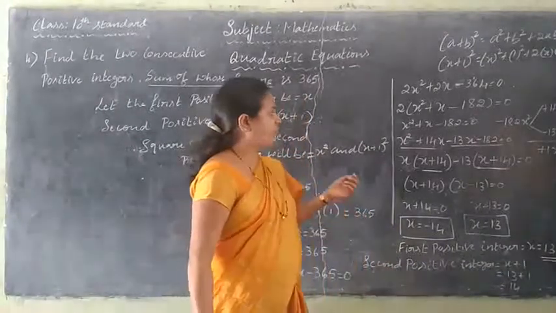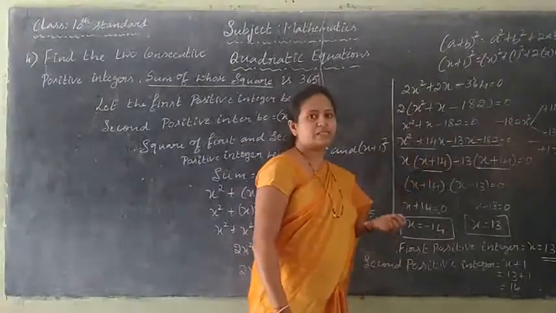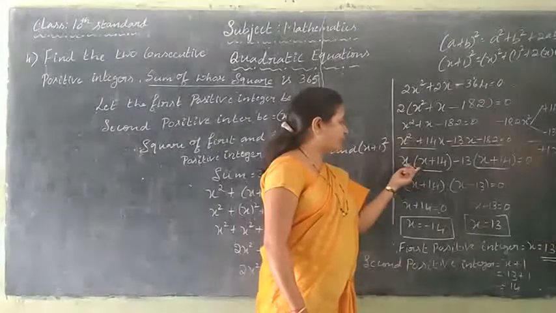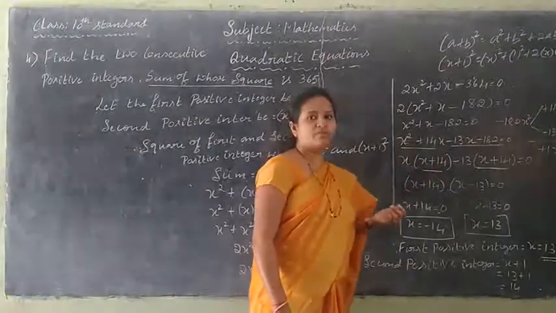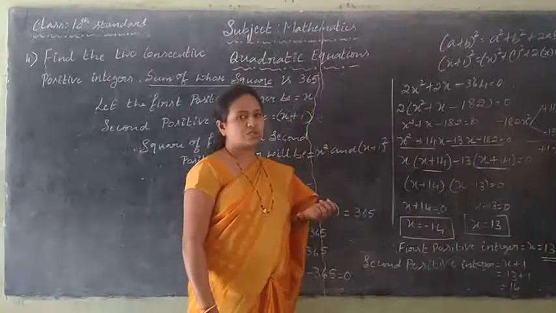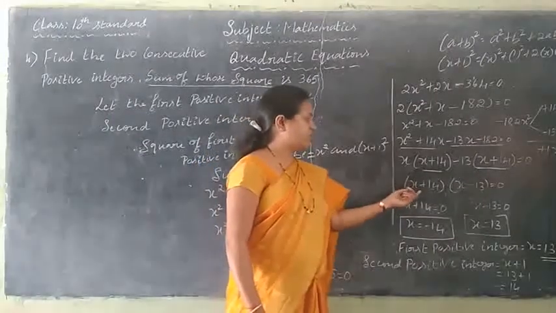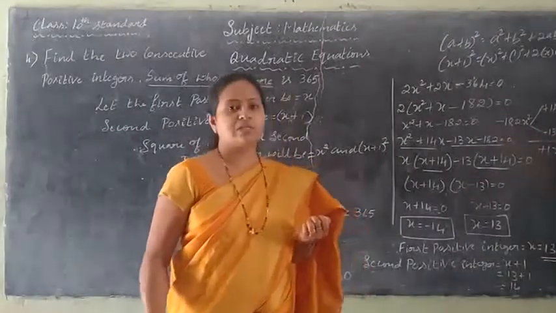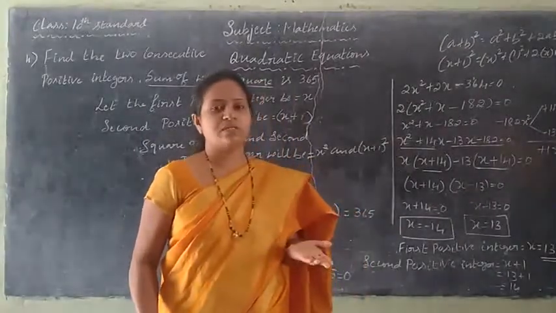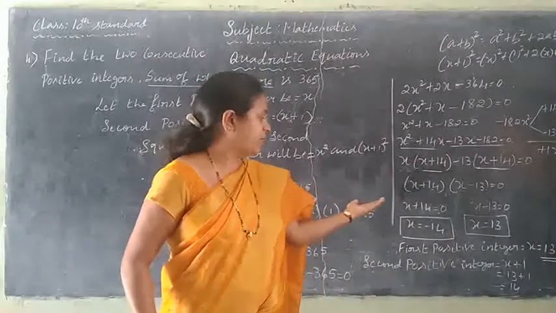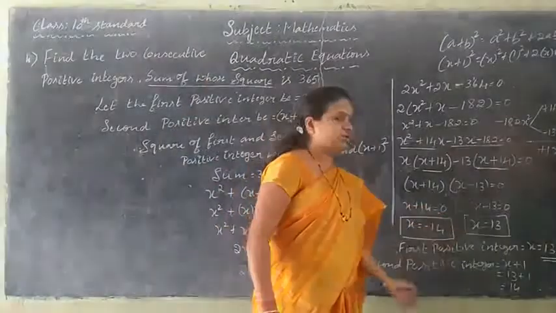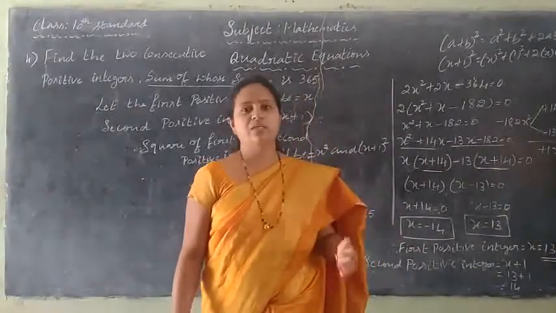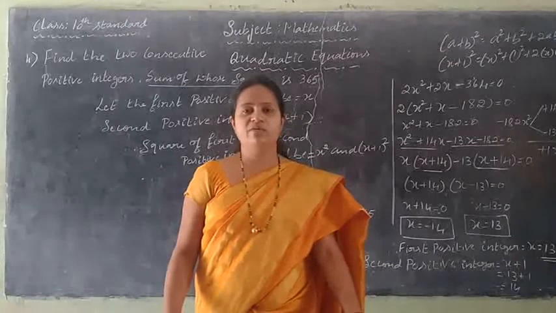So here we will get the two factors, that is plus 14x and minus 13x. Right. Then make a group. In the first group we can take x as common. In the second group we will take minus 13 as common, children. Then you are going to get x plus 14 and x minus 13. That we are going to equate to 0. x plus 14 is equal to 0 is there. Then x minus 13 is equal to 0, then x is equal to 13, children. So the first positive integer will be 13 and the second positive integer will be 14.